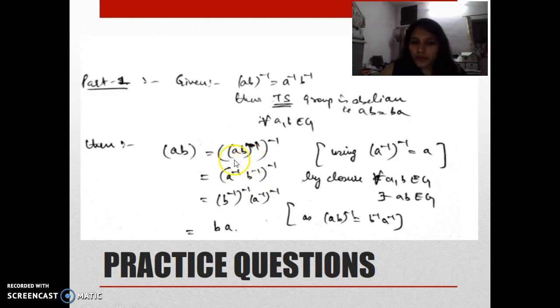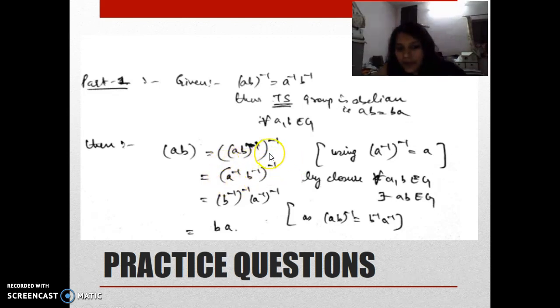So that's what we'll do here. (AB) inverse will become B inverse A inverse. But we're already given one property, so use this property. What are we given? That (AB) inverse is A inverse B inverse. So just write here (A inverse B inverse) and then do whole inverse. And now use that property.